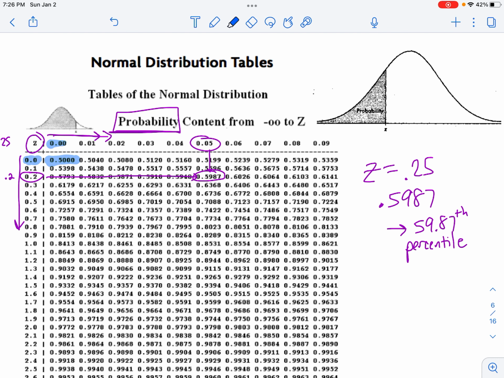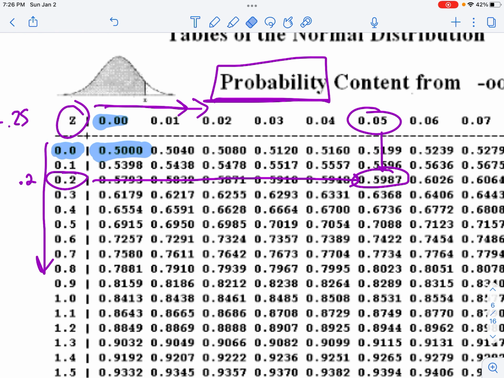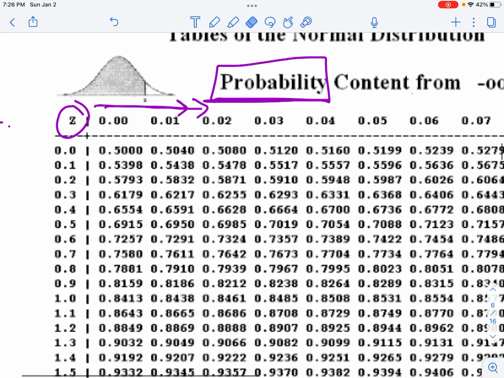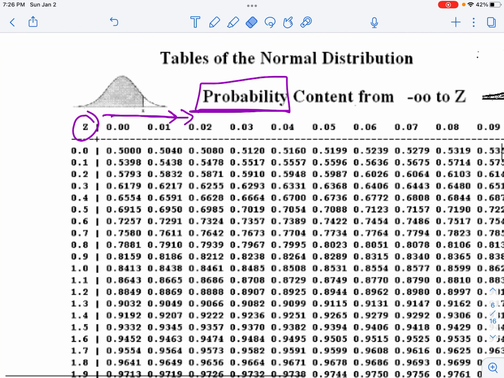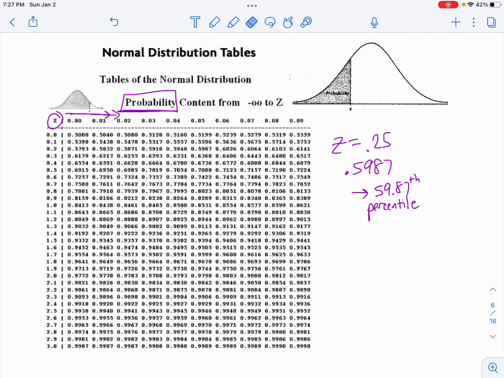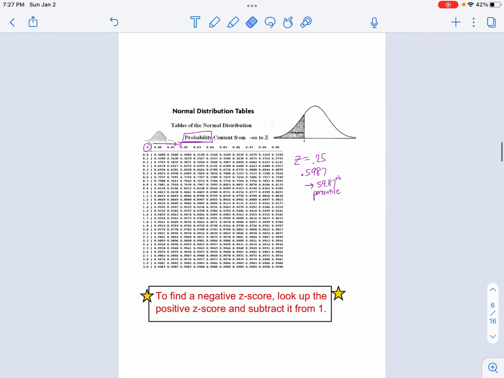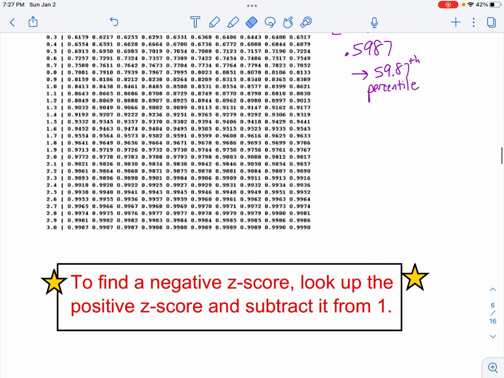Now, this table gets a little tricky when we have to venture into the negative z-score domains, because this table only gives positive z-scores, if you notice. You could also have negative z-scores. All right? Negative z-scores are possible. It means you're below average. So this table only gives positive z-scores, though, because the table would take up too much space if you put all the negatives and all the positives up there. All right? So, to find a negative z-score, look up the positive z-score and subtract it from 1.